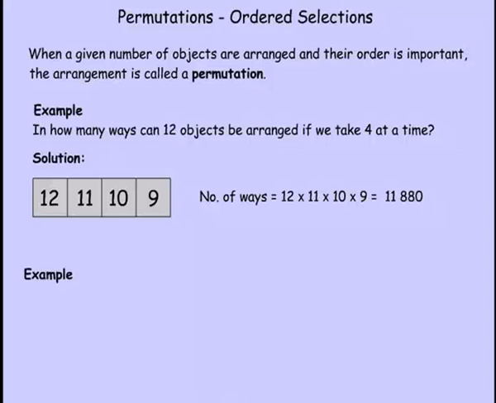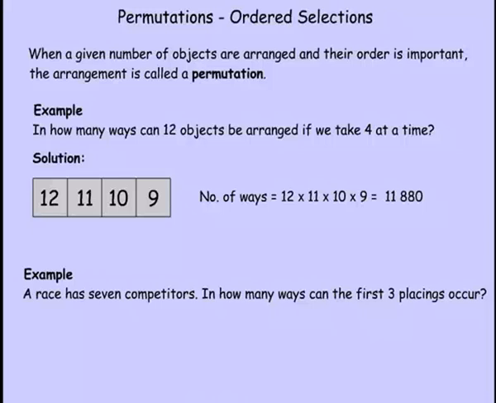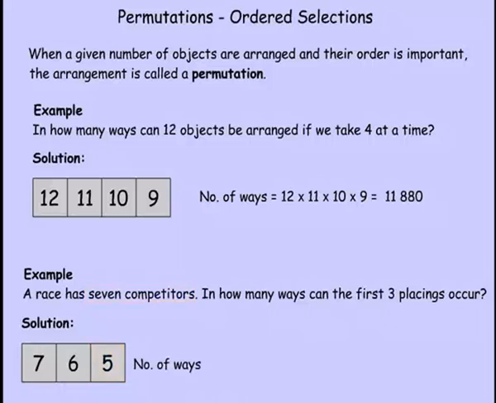Our final example: a race has 7 competitors. In how many ways can the first 3 placings occur? Well, the solution: we're after 3 placings. It has 7 competitors. So to find first place, any one of the 7 can fit first place. Once first position's filled though, there's 6 competitors that can fill second spot, and once those 2 positions are filled, for third spot there would be 5 left to choose from. So the number of ways, 7 times 6 times 5, works out to be 210.